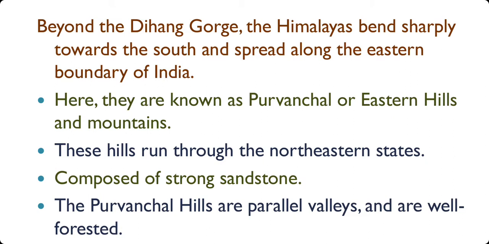I want to tell you that the height of the elevation decreases from west to east. So when you are in the east, these are just hills here. Although these hills are also quite tall, they cannot be classified as mountains. These hills run through the northeastern states, and they are composed of strong sandstone.